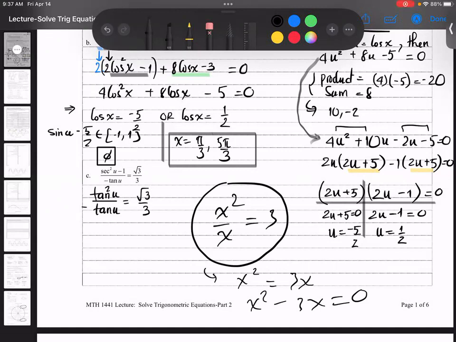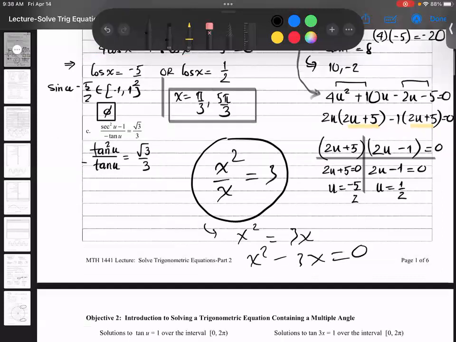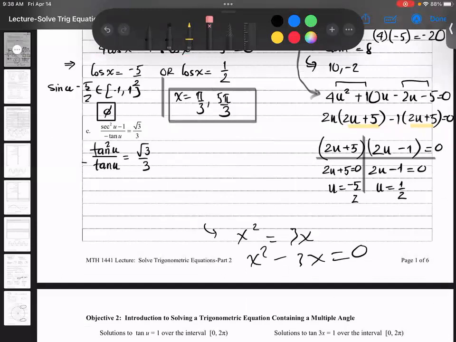So you can cancel it, but when can I cancel it? When I'm asked to do what? Simplification, right? If there's no equal sign, yeah, go ahead and cancel it. But because you have an equation, be careful. You don't want to cancel a variable. You can cancel a number though. So I'm not going to cancel it because I don't want to lose my solution.